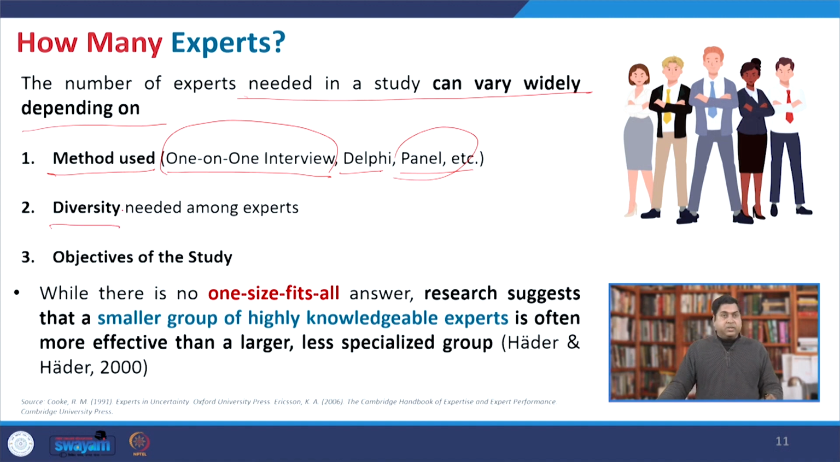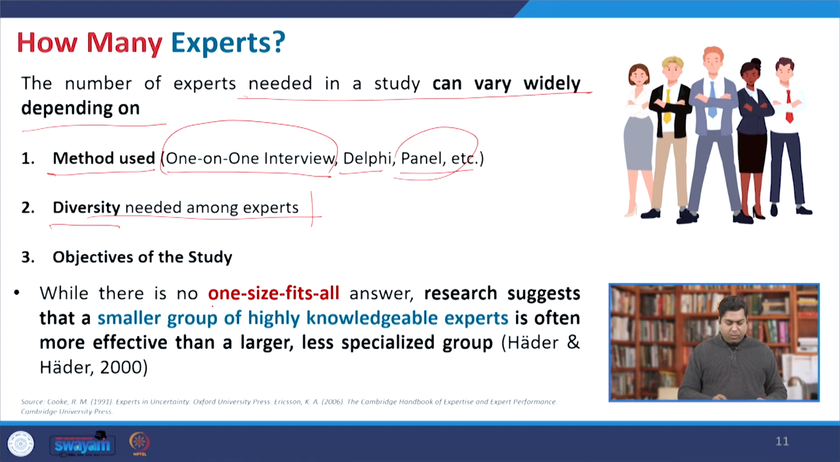Diversity needed among the experts. In this case also, you may plan that for this particular research you want 50% from the academic side, 50% from the industry side, or maybe a different split like 30% from academic, 30% from industry, 20% from some other stakeholder, or maybe some other criteria that you fit, to bring that kind of diversity in the expert panel or the experts to be interviewed. Objectives of the study, definitely it will depend on that, depending on the research need and research objective, you will have this.